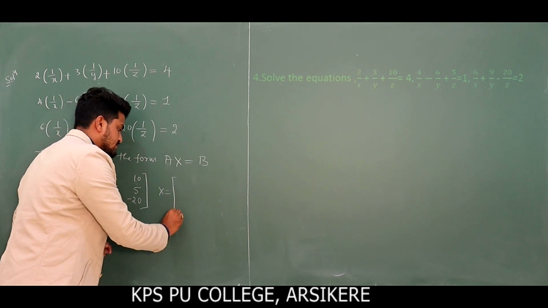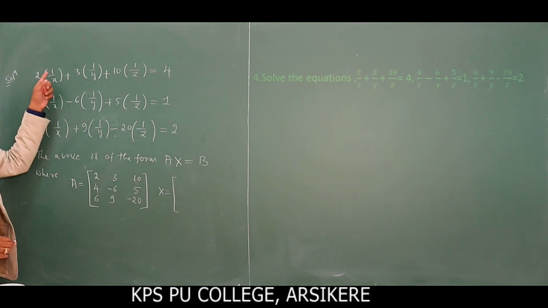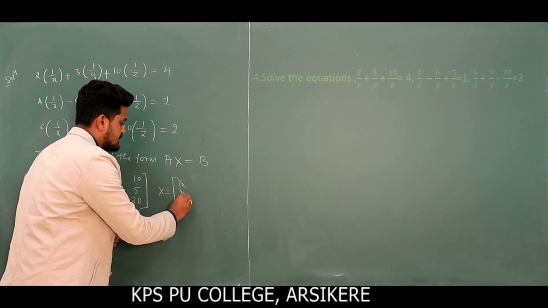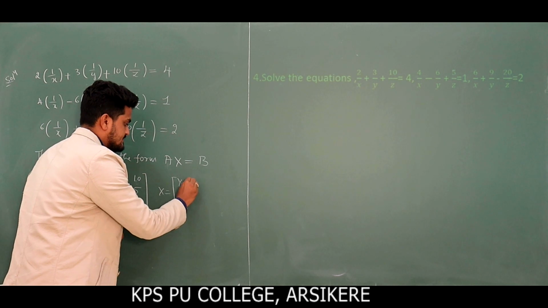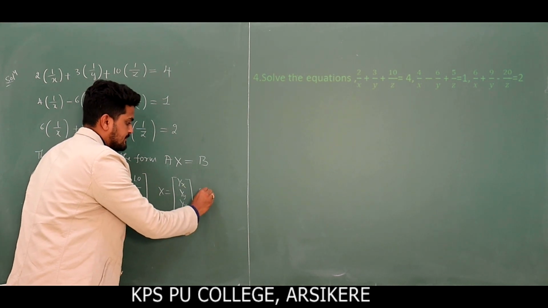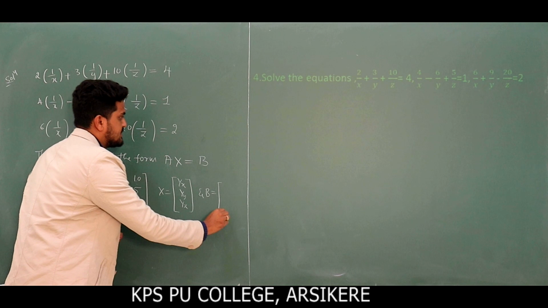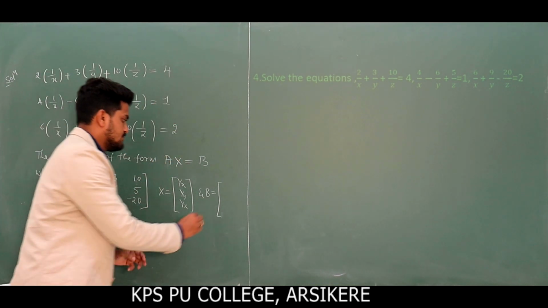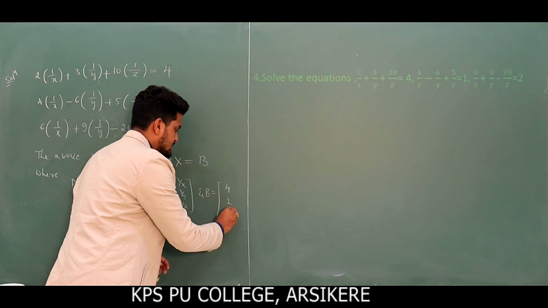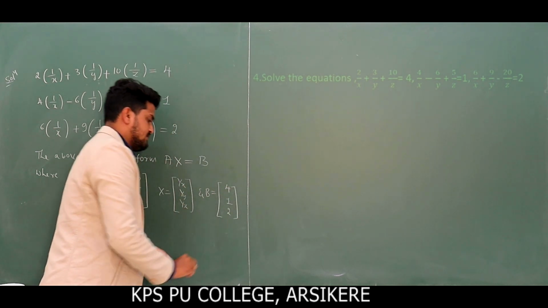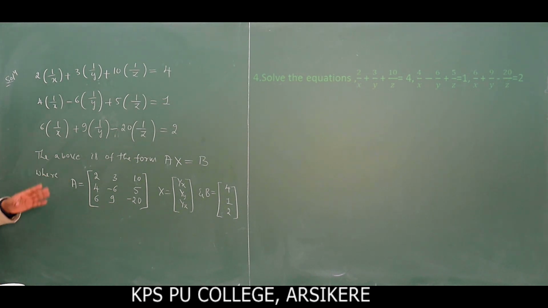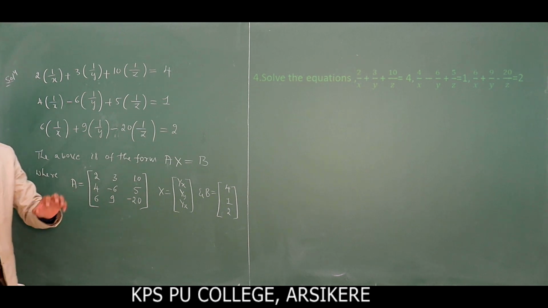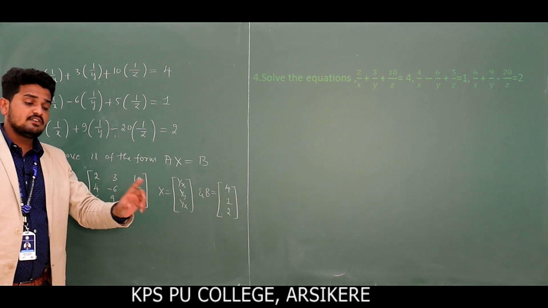Then the X value. X is nothing but the variables. You can see here 1/x, so X is equal to 1/x, 1/y, 1/z, right? And capital B is nothing but the constant terms: 4, 1, 2. So we have to find the values of x, y, z using the matrix inversion method. You know the matrix inversion formula, X = A inverse into B.